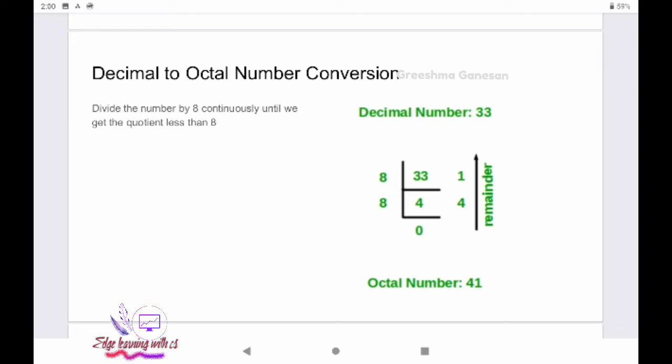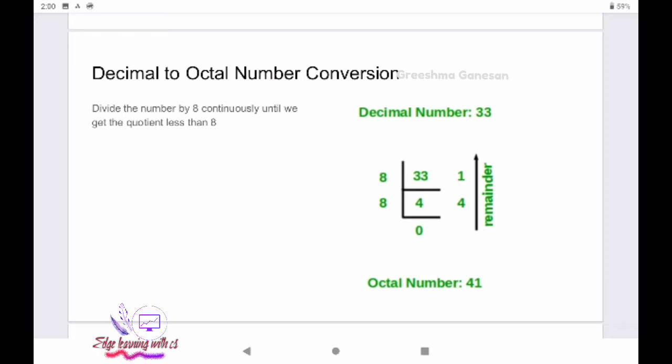Next we have to convert the decimal number to octal number. In this case, you are dividing the number by 8 continuously until we get a quotient less than 8. So you are starting your division procedure with 8 until you get a quotient which is less than 8.